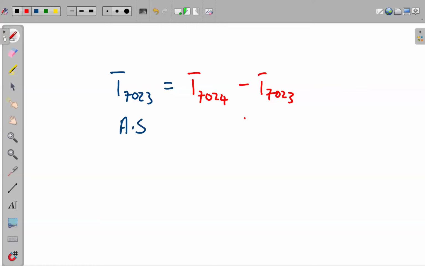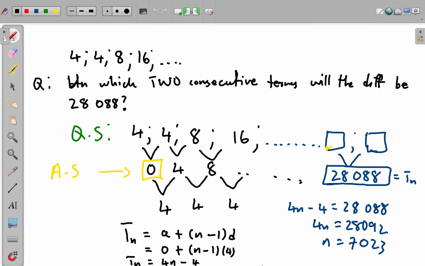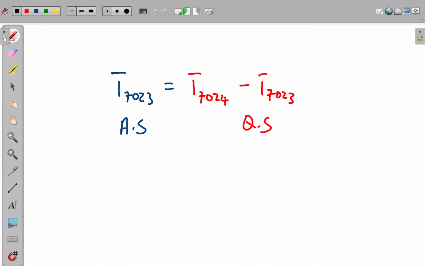I think this should make it much clearer. This is what we need to understand, which means your final answer will be the following. The two terms that will give us the 28,088 are actually term 7,024 and term 7,023. As I said, this is quite crucial. We've seen quite a number of questions being asked on this.